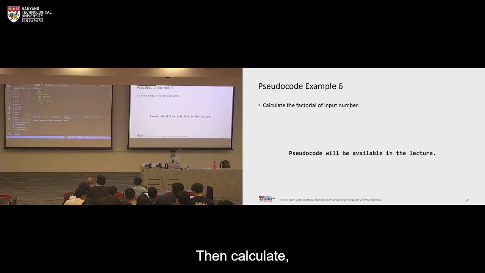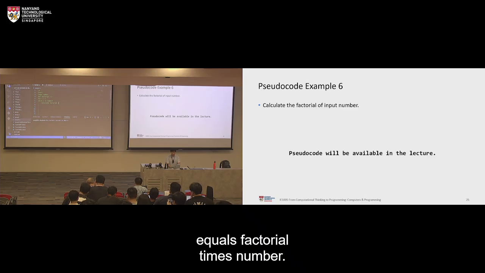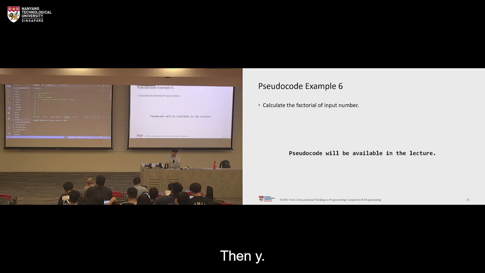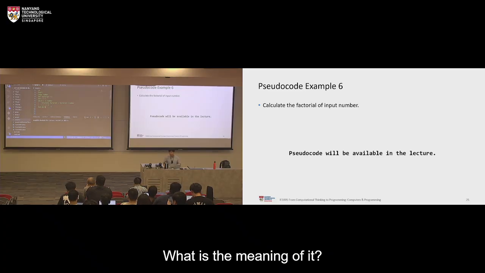Okay, then calculate factorial equals factorial times number. So this is the actual calculation. And then don't forget to increase I. I equals I plus 1. Then end while. So what is the meaning of it?